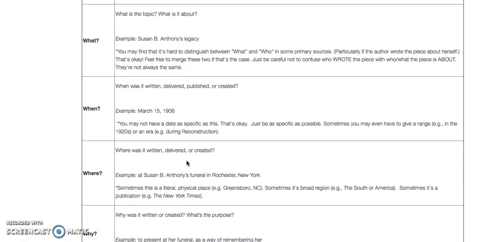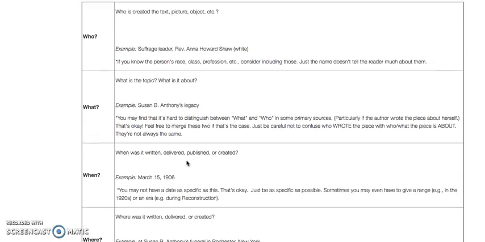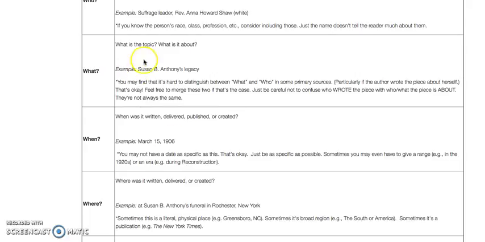What is just what's the topic. Sometimes it's going to be hard to tell what from who. Like if, for example, Susan B. Anthony had been writing about herself, the what and the who would be the same. But here that's not the case. You've got Anna Howard Shaw writing about Susan B. Anthony's legacy in her eulogy. So the answer there would be the eulogy.